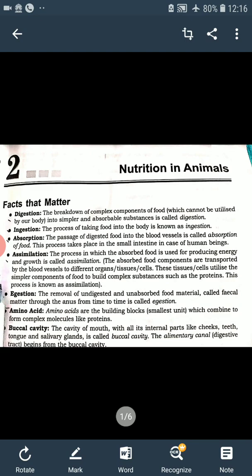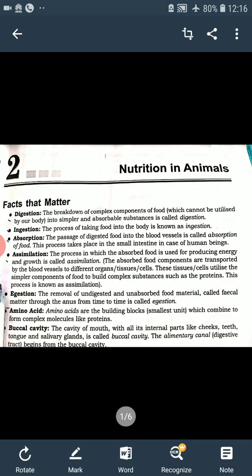So amino acids are the building blocks. They are very small units which combine to form complex molecules like protein. Protein molecules are complex molecules formed by combining them.